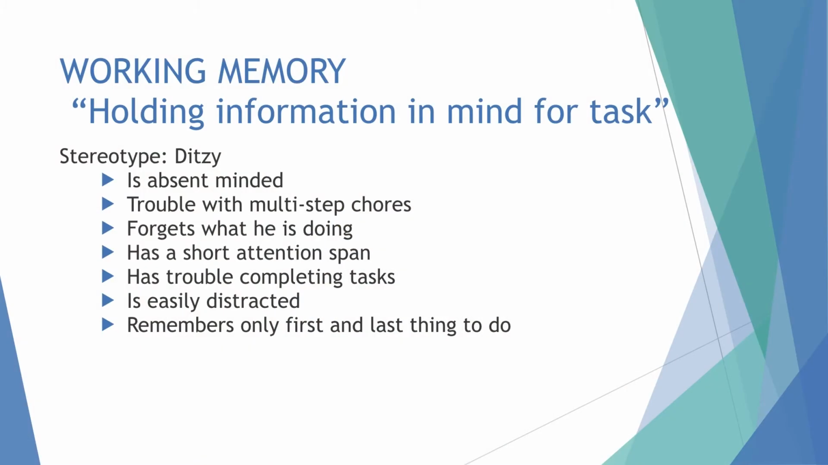Okay, another one has to do with working memory, and this is holding information in mind for your tasks. So this is like thinking in pictures and holding that information in your short-term memory. So these are the kind of kids that we say, how many times do I have to tell you? You're having to tell them over and over because they're not holding on to that short-term memory. They're absent-minded. They oftentimes have difficulty with multi-steps, maybe forget what they were doing, have a short attention span, trouble completing tasks, and are very distracted, remembering only the first and the last thing to do. So that's where we see kids that don't have good working memory.